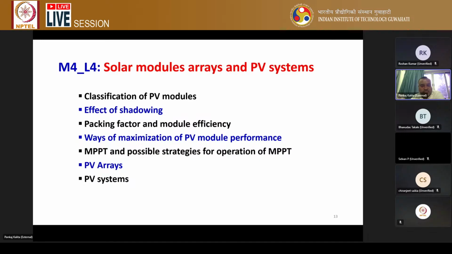in the frame of making modules, and then what is module efficiency, and what are different ways of maximization of PV cell performance, then maximum power point tracking and possible strategies for operation of MPPTs were elaborated, and PV arrays, and also at the system level how we can use this solar energy for power generation and for meeting other requirements.